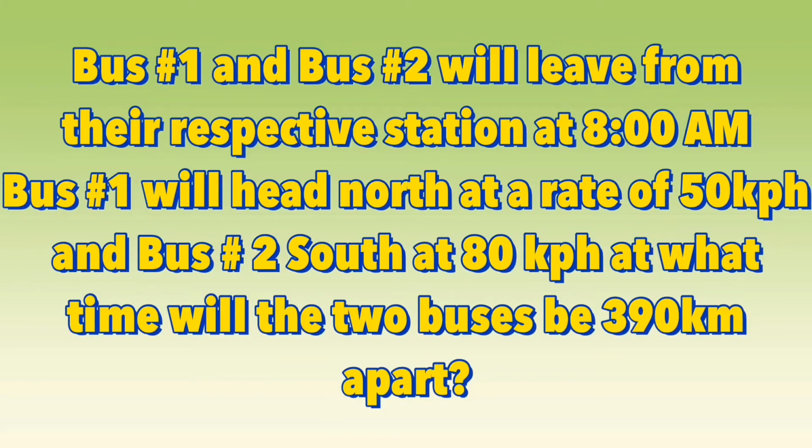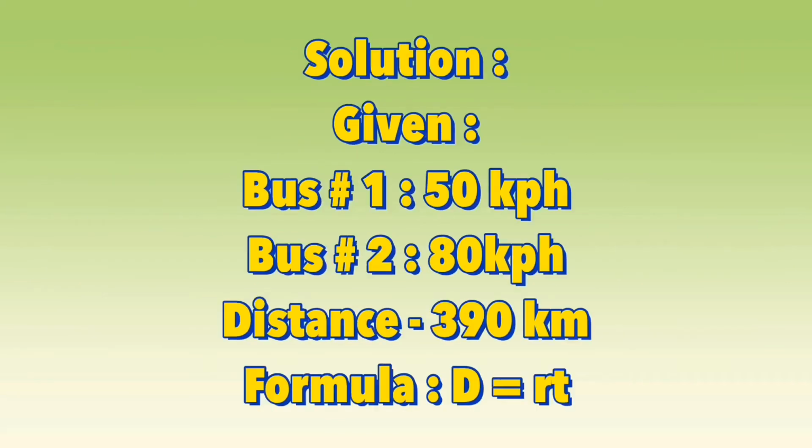Our solution: given, bus number 1, the rate is 50 kilometers per hour, bus number 2, the rate is 80 kilometers per hour, and the distance covered is 390 kilometers. Our formula, D equals RT. Equation: we have D equals the distance of bus 1 plus the distance of bus 2. To solve the equation, we have D equals D of the first bus plus D of the second bus.